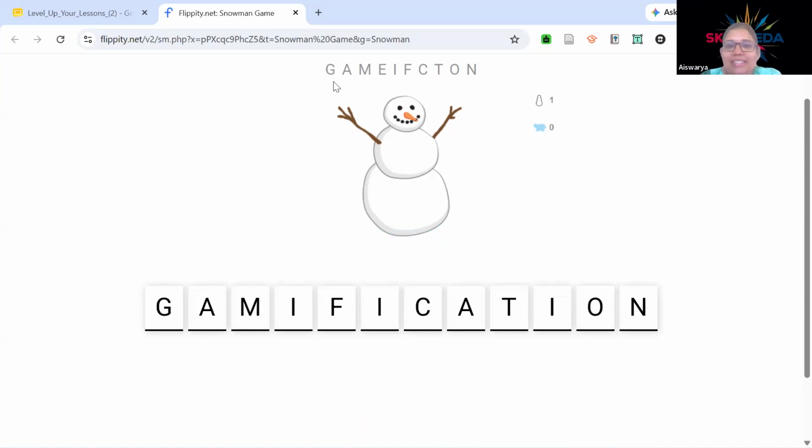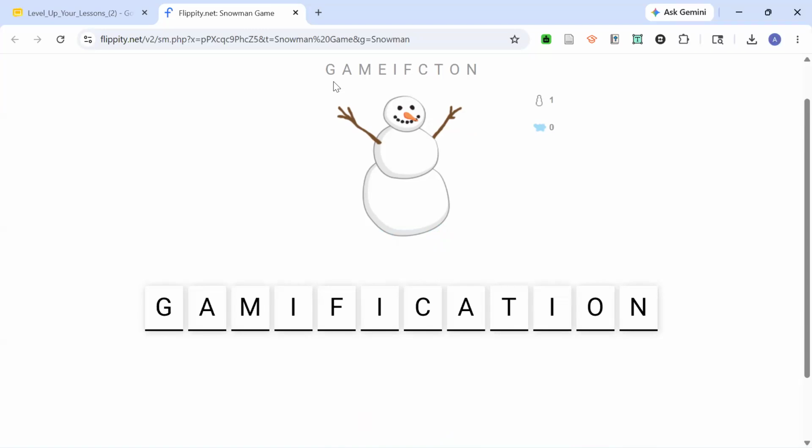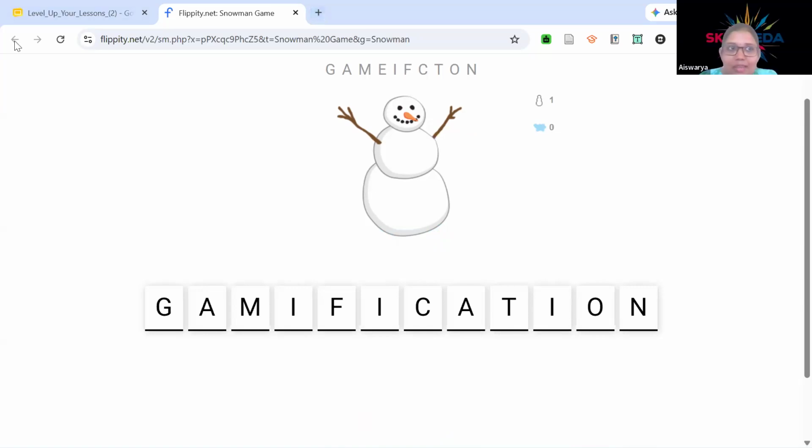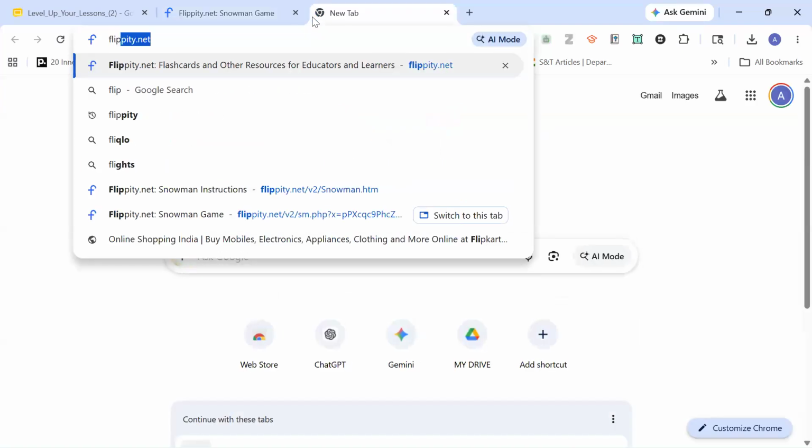How do you see this hangman game? And how much time did I take for creating this? I just stopped sharing and then in a minute I went back and came back, right? So let's see how easy this is to create, first of all. I'll just show. Gamification.